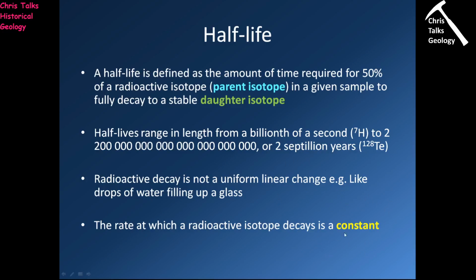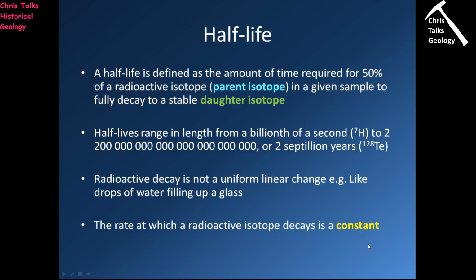Now, the most important thing about half-lives and radioactive decay as a whole is that it's a constant. So the parent isotope is decaying to the daughter isotope at a set rate. So that means if we take a crystal, let's say a crystal of a mineral like zircon, we can measure how much daughter isotope there is in that crystal, and we can calculate how much of the parent isotope the crystal started with.